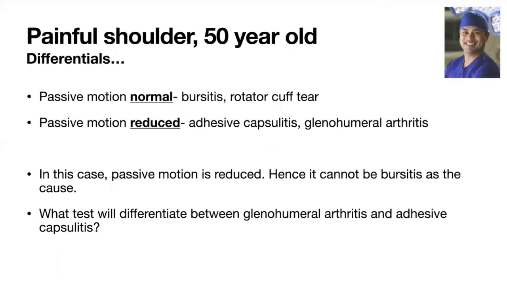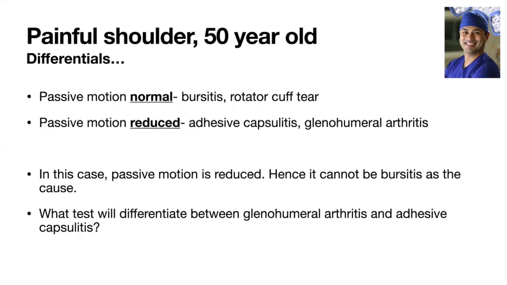So, 50-year-old lady, painful shoulder, insidious onset. The differentials, it's quite simple. If the passive motion is reduced, as it is in this case, then the differentials really are adhesive capsulitis or some form of arthritis. If the passive motion was normal, in other words, she may be actively unable to elevate her arm or reach away from her body, but passively you can lift her arm up, you can externally rotate the arm, then things like subacromial impingement, bursitis, rotator cuff tears become an option.